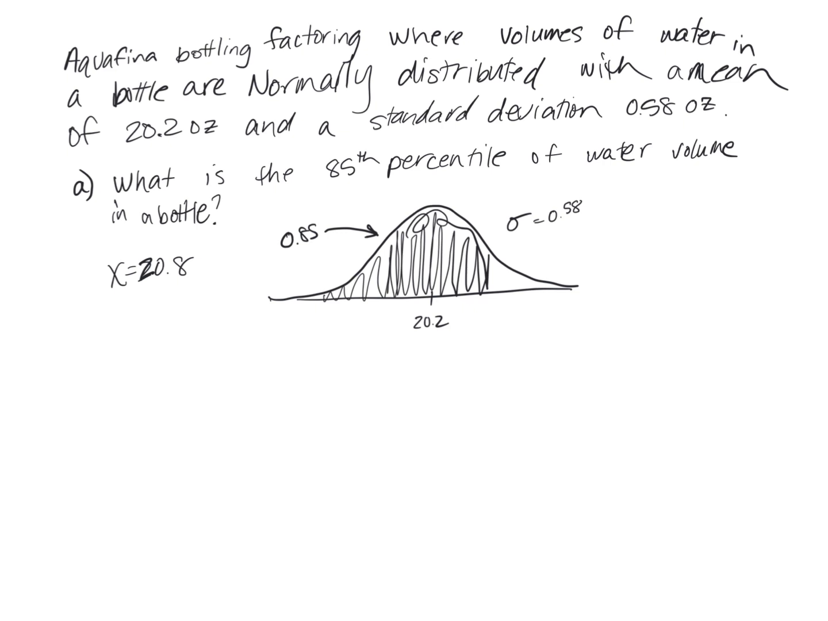Are we doing okay so far? Does that seem like a reasonable question? All right. Then for parts B and C, let's assume a 6-pack of bottles is a random sample.